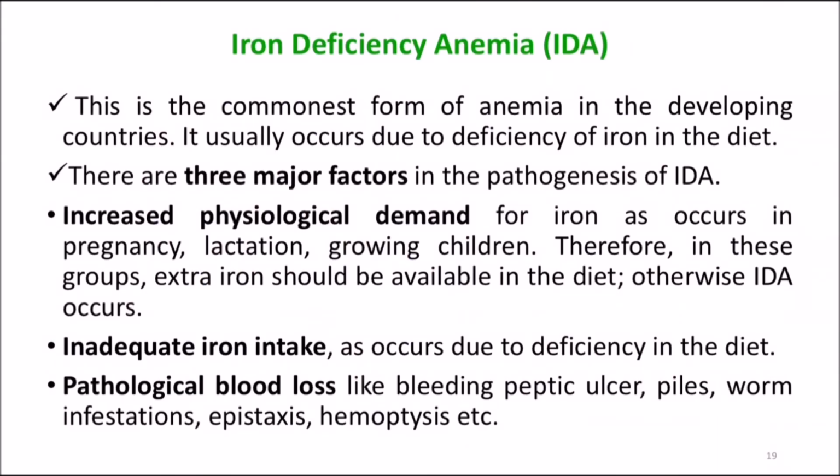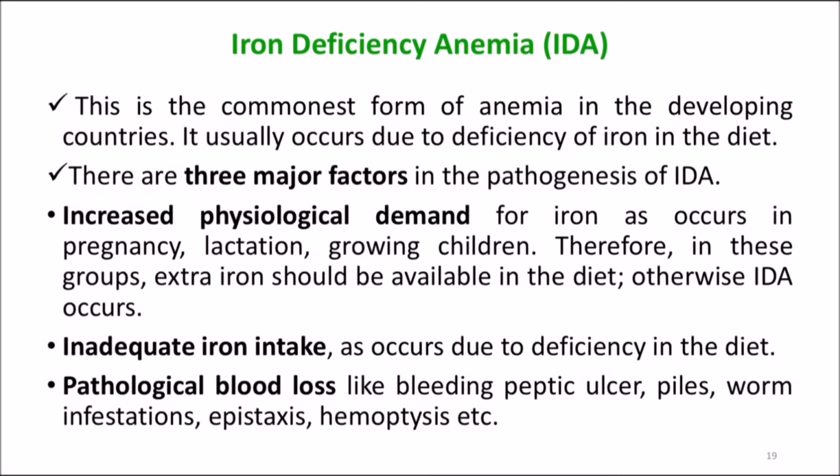Coming to one of the important types of anemia, iron deficiency anemia. What is iron deficiency anemia? This is the commonest form of anemia in the developing countries. Especially in India, it is the most common form of anemia you come across, and the majority of females have this problem. It usually occurs due to deficiency of iron in the diet. There are three major factors in the pathogenesis of IDA. IDA is the short form of iron deficiency anemia.